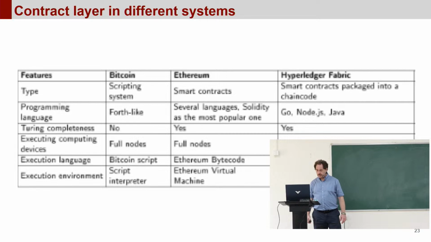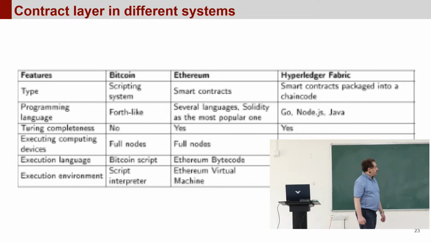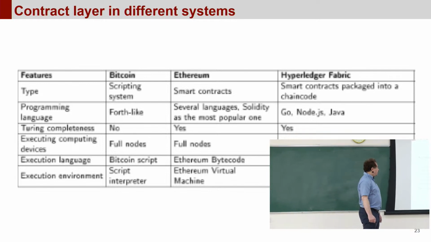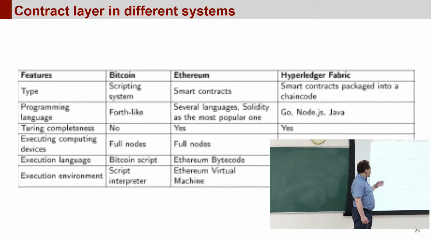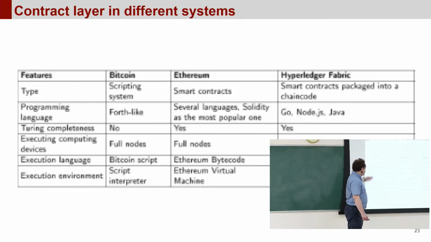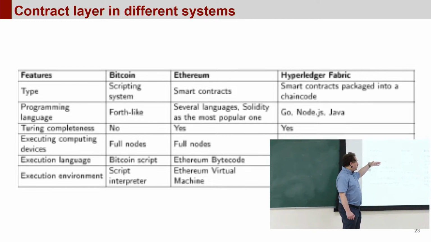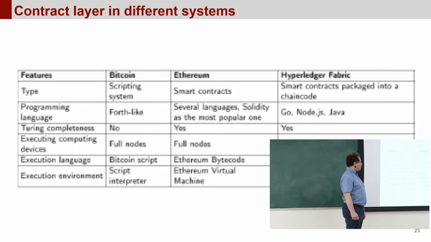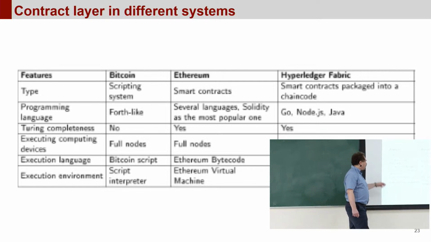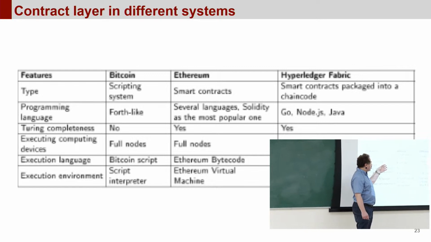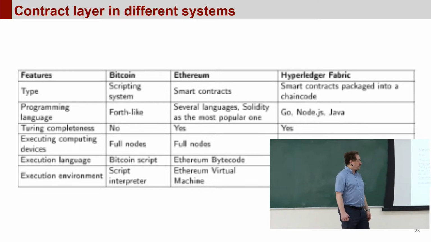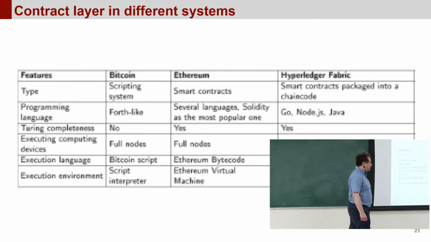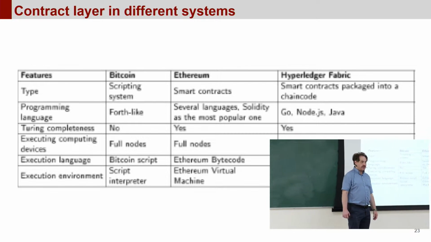So the contract layer in different systems has different features. We have not seen Hyperledger yet, but we can already compare Bitcoin and Ethereum. On Bitcoin we have some simple scripts. In Ethereum we have Turing complete smart contracts. The programming language in Bitcoin is a script programming language. In Ethereum there are actually many languages, as many as 10 different languages are used for writing smart contracts, but Solidity is the most popular one. And today we'll briefly go over Solidity.